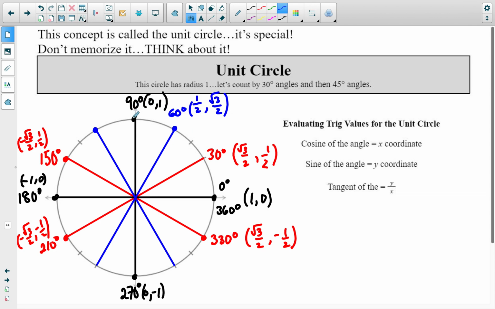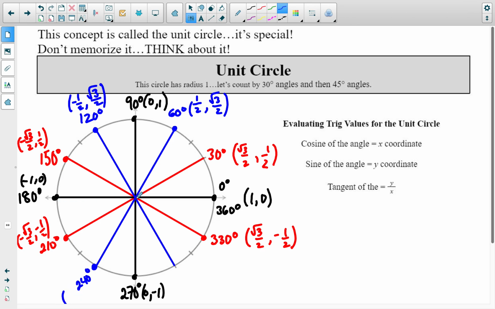30, 60, 90, and then 90 plus 30 is going to be 120 degrees. And its coordinates are 1/2, root 3 over 2, but we just got to make sure that the negative is in the appropriate place for this quadrant. So we want negative 1/2, comma, root 3 over 2. So 120, 150, 180, 210. 210 plus 30 gives us 240 degrees down here.